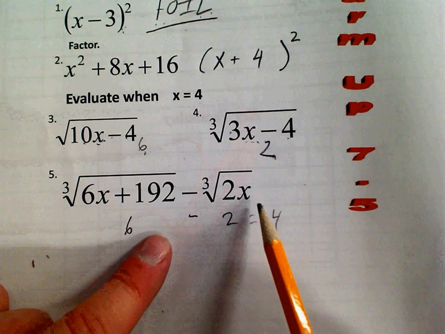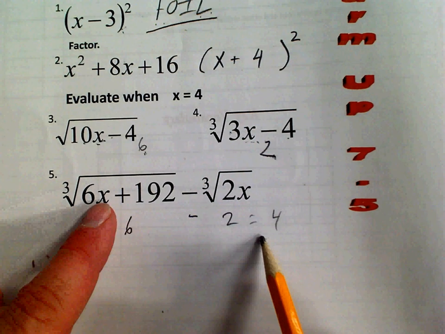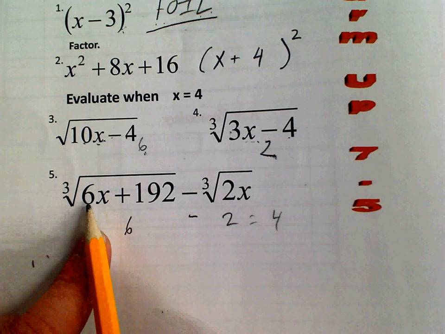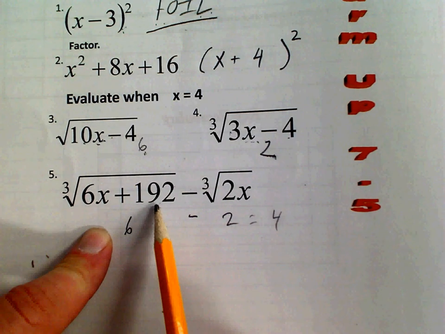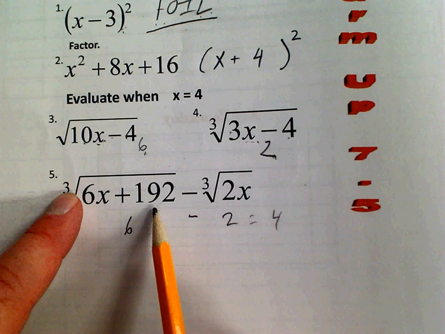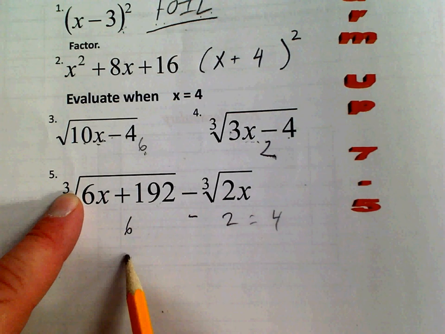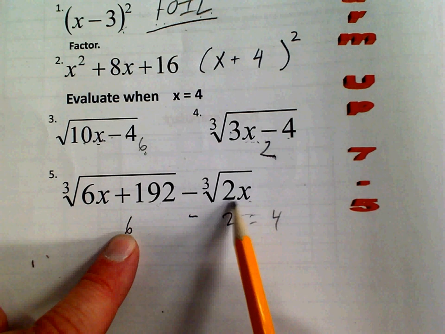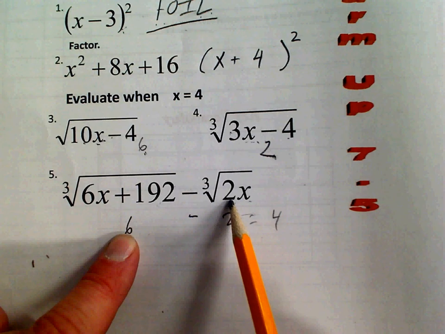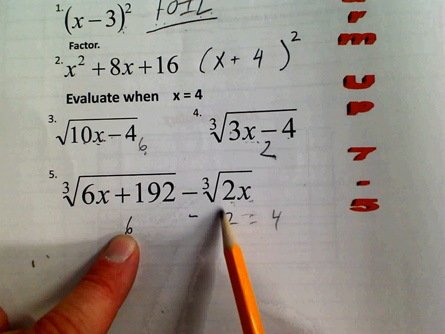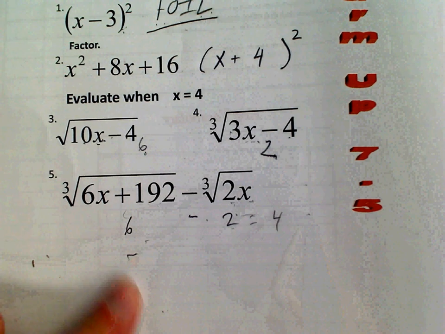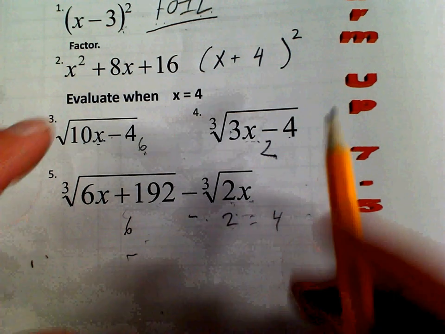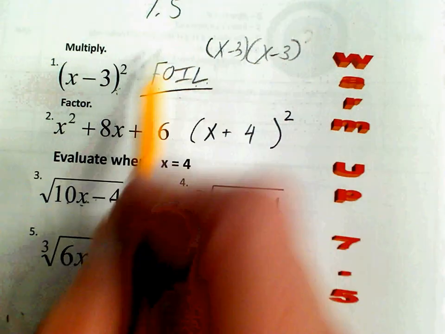All right, 4 right here. This is 4 times 6, 24, plus 192. I think it's 216. The cube root of 216 is 6. 4 times 2 is, the cube root of 8 is 2. So this whole thing down here just turns into 6 minus 2 is 4. Okay with that? These kind of skills will be the skills you will use in this lesson.